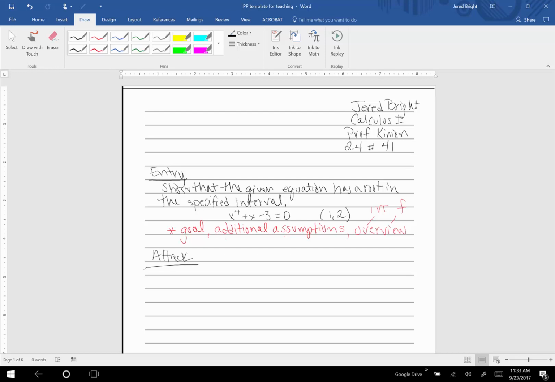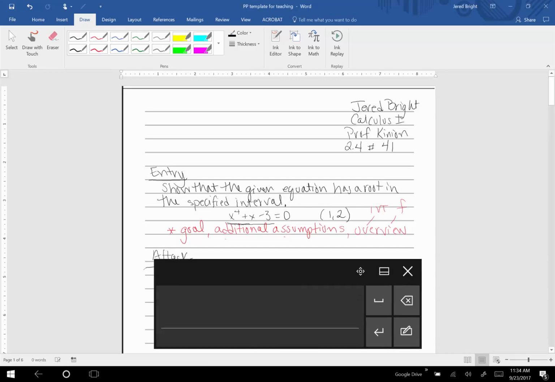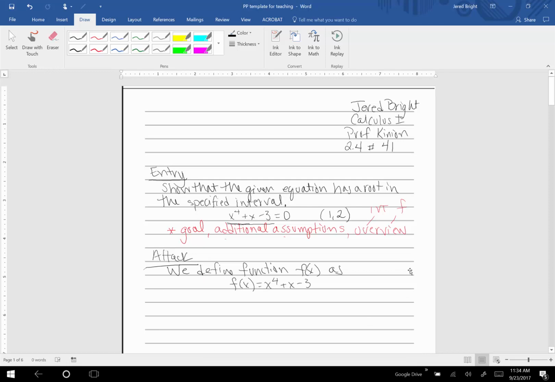What I'm going to do first is say I need a function. We define function f of x as, and now this is a function on its own, so f of x, and I'm going to use the left hand side of the equation, so x to the fourth plus x minus 3. And include a period, correct punctuation.